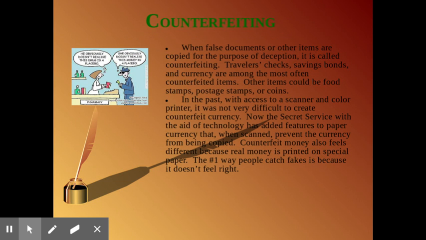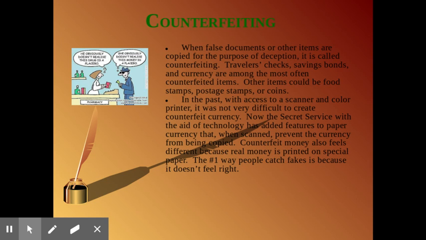So counterfeiting. When false documents or other items are copied for the purpose of deception, that's called counterfeiting. This could be traveler's checks, savings bonds, currency, what else? Food stamps, postage stamps, coins. In the past, with access to a scanner and a color printer, it wasn't really difficult to counterfeit currency. I heard stories that when they first put in vending machines that took dollars, like scanned in your dollar, people could just make a photocopy of a dollar and cut that out and put it in there.